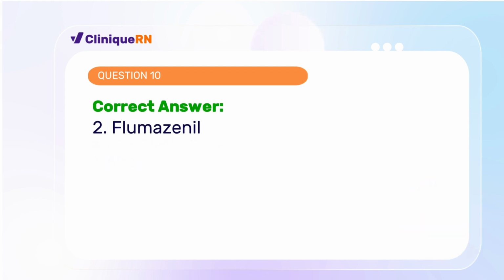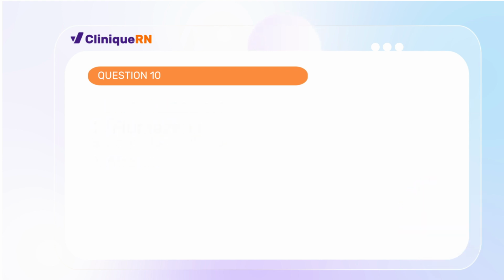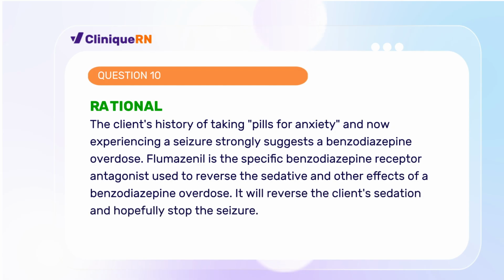Correct answer, 2. Flumazenil. Rationale. The client's history of taking pills for anxiety and now experiencing a seizure strongly suggests a benzodiazepine overdose. Flumazenil is the specific benzodiazepine receptor antagonist used to reverse the sedative and other effects of a benzodiazepine overdose. It will reverse the client's sedation and hopefully stop the seizure.